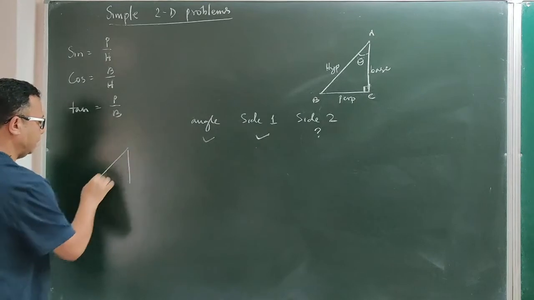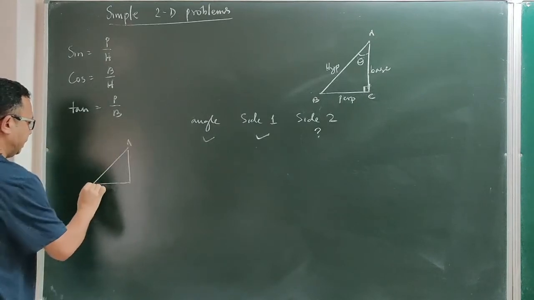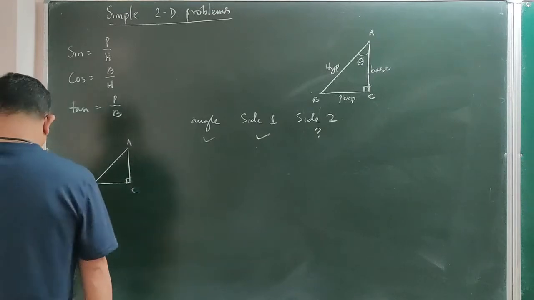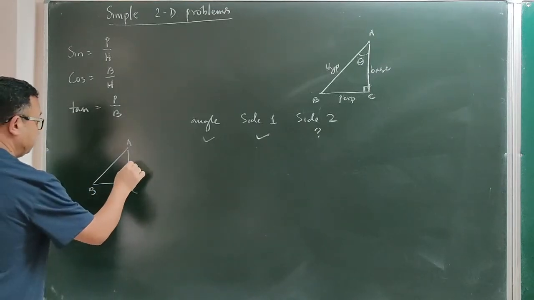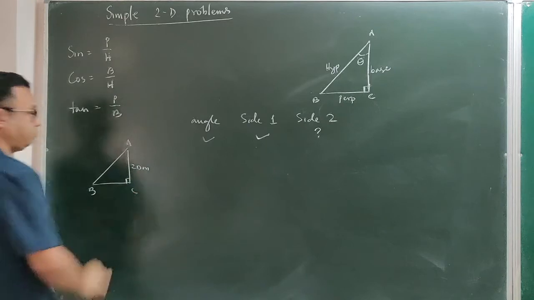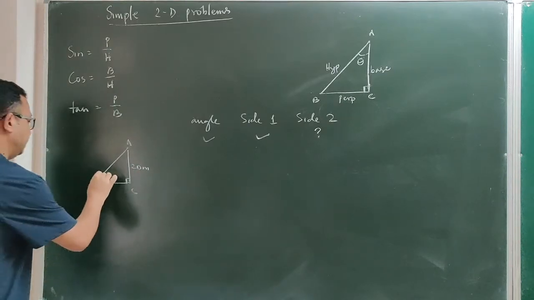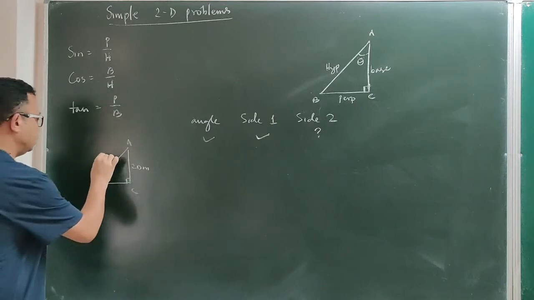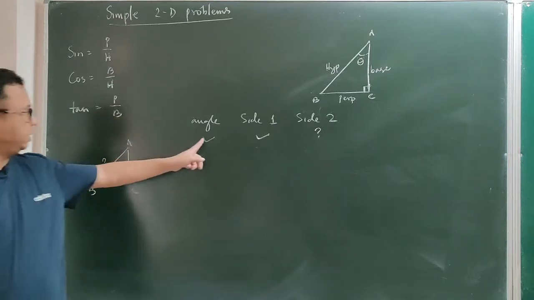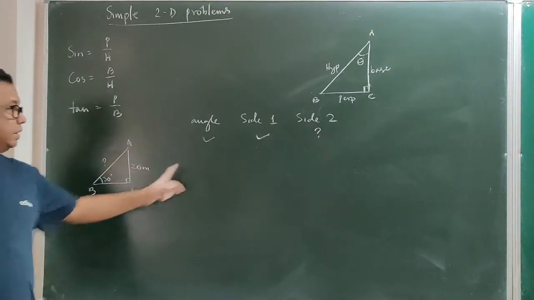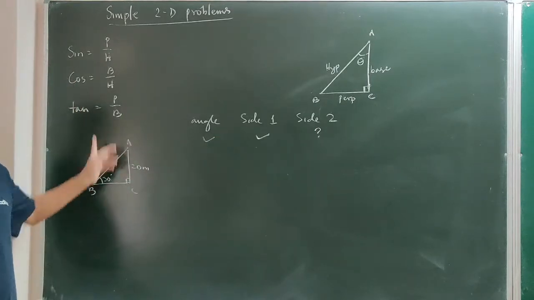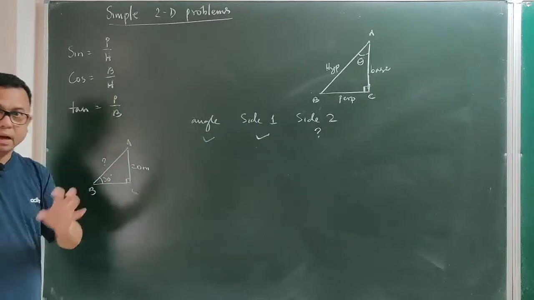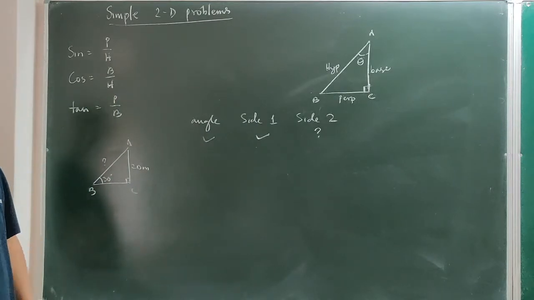For example, here it is. I am making one triangle here. If this is ABC, this is 90 degree, and you are given this side as 20 meter and this angle as 30 degree, and the question is asking you to find this one. So you can see angle is given, and one side is given. Out of the three sides, one side will be given to you, and the question is telling you to find this side. Now see how you will tackle the question.